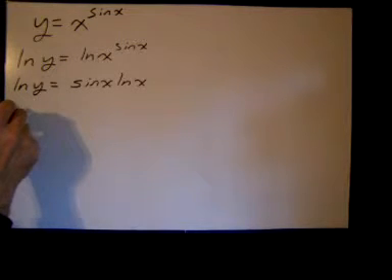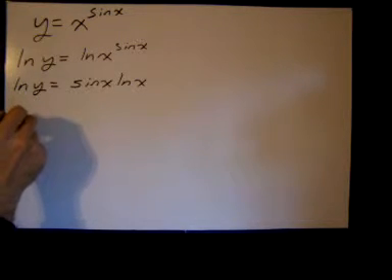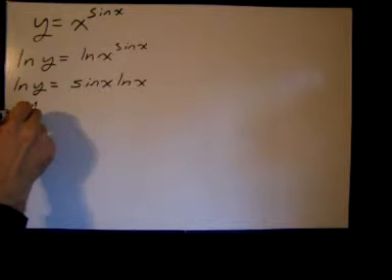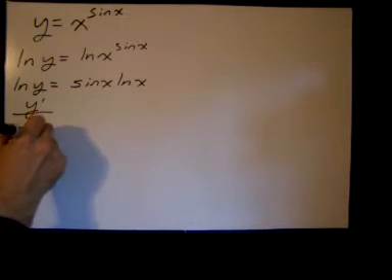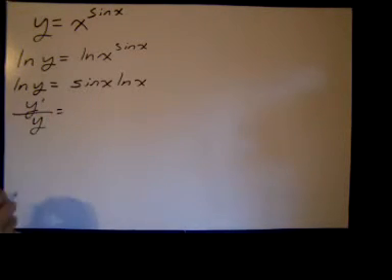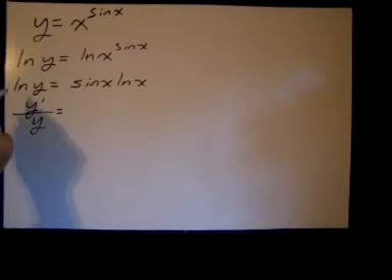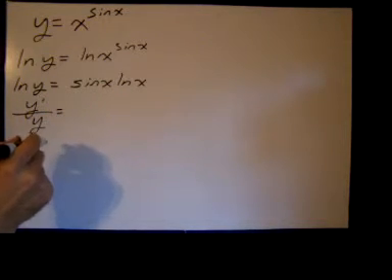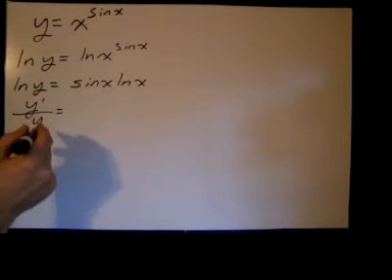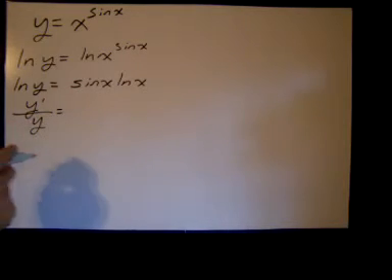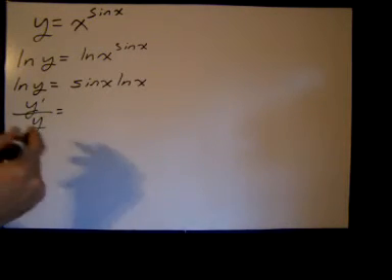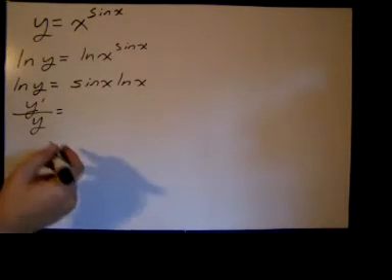So the derivative of the natural log of y with respect to x is y prime over y. I hope that doesn't throw anybody. It's 1 over the argument, which is 1 over y, times the derivative of the argument, which is, we don't know what y is, so it's just y prime. The derivative of y with respect to x is just y prime.